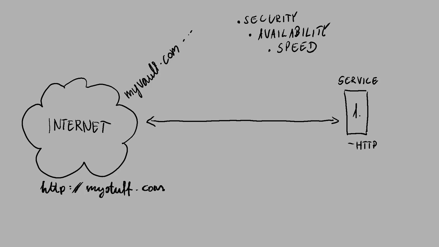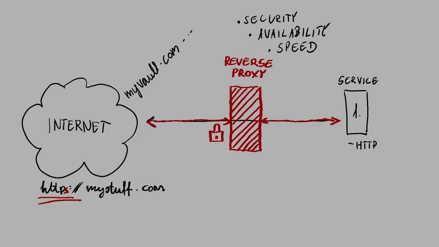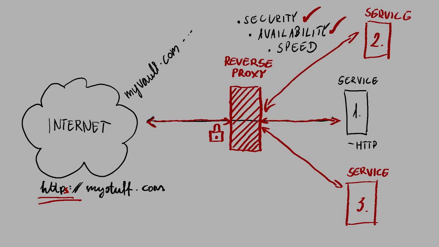Reverse proxy is a piece of software that sits in front of the service or services, and it intercepts the communication between the clients and the services. It can increase the security, the availability, and the speed. Increases the security with introducing SSL certificates and secure connections. Increases the availability because you can add more backend nodes to the system, and increases the speed because you can make load balancing with a reverse proxy.